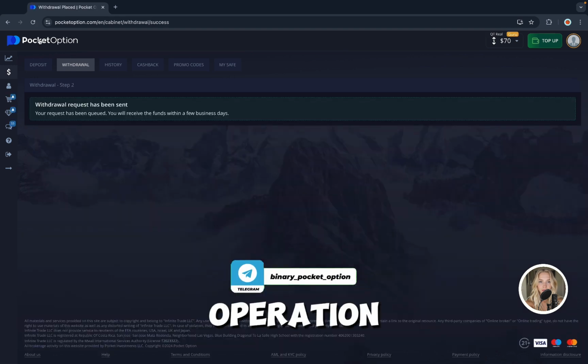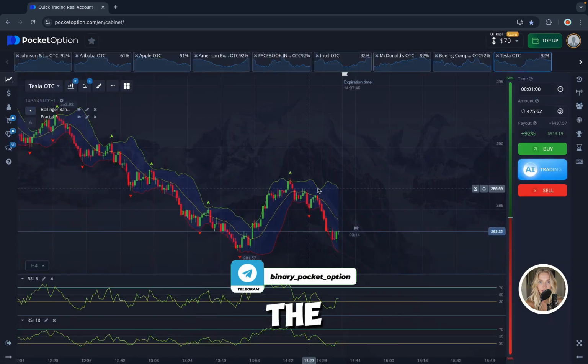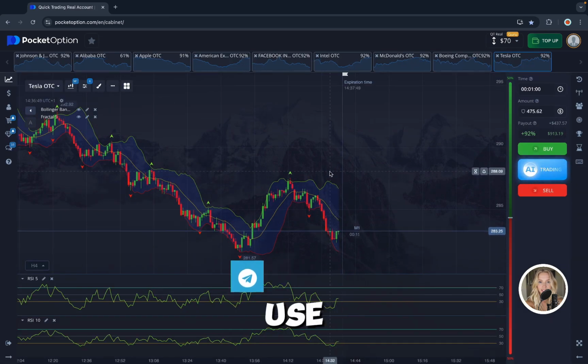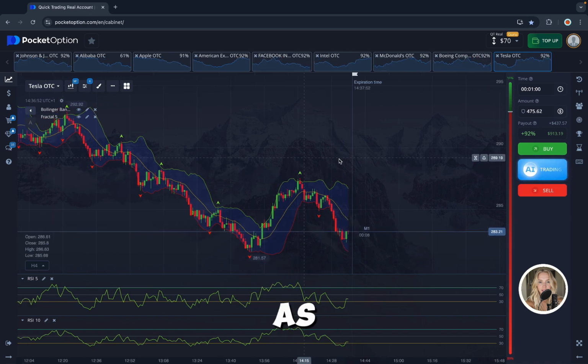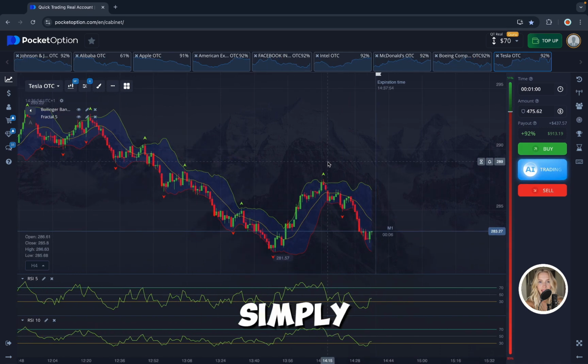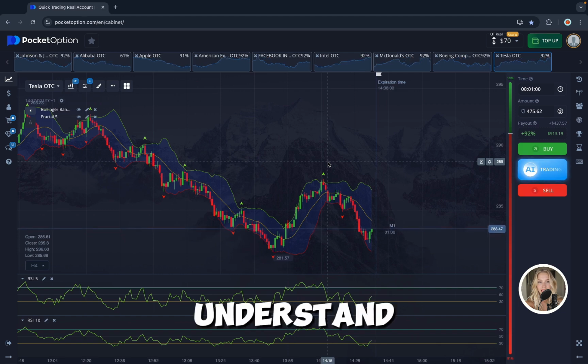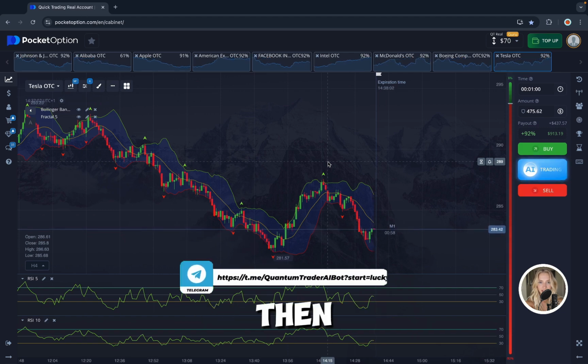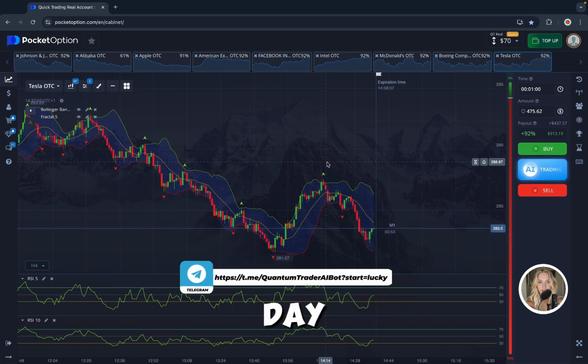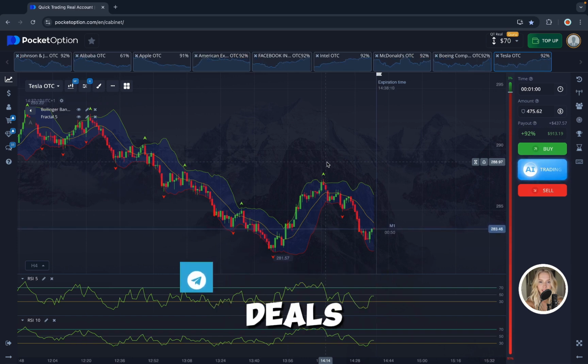The withdrawal operation is successfully executed. This is how the trading for today turned out with the use of this bunch of indicators. As you can see, everything is generally simple. The most important thing is to analyze the market correctly and understand the movement on the charts. Then your indicators will give you perfect signals. Everyone have a good day and as many positive closed deals as possible.